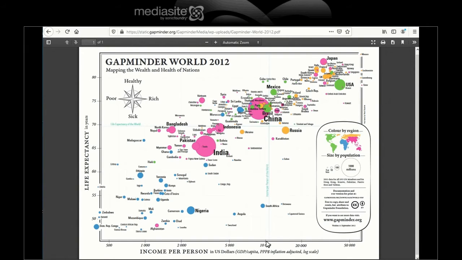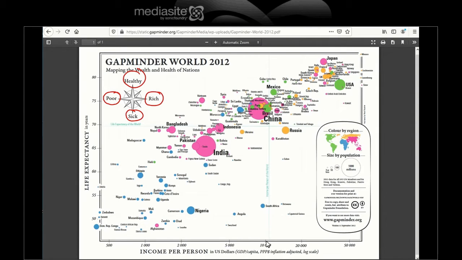Okay, let's see the compass on the upper left. Oh, okay. So let's see. It appears that the higher up are the healthier countries. The lower down are the sicker countries. The more to the left are the poorer countries, and more to the right are the richer countries.